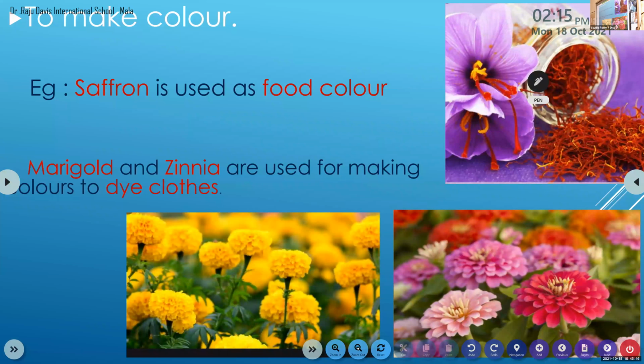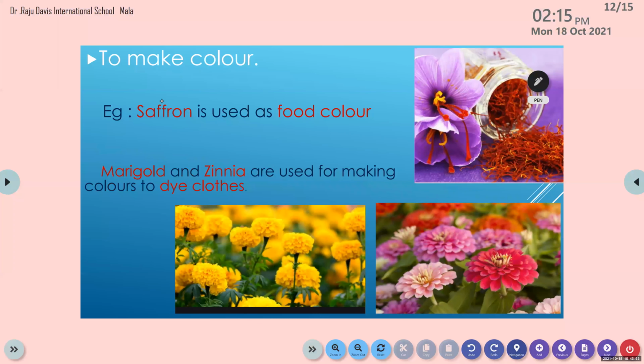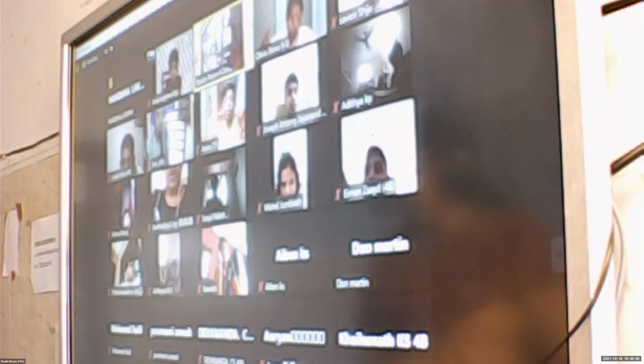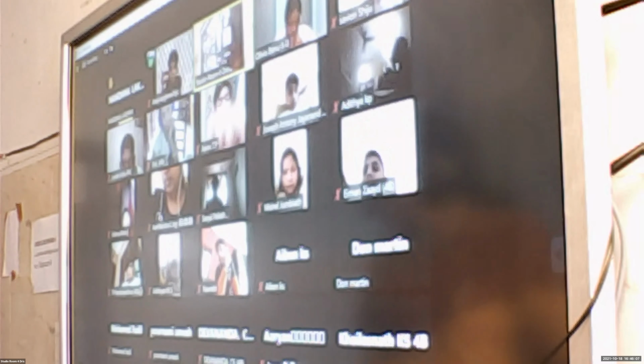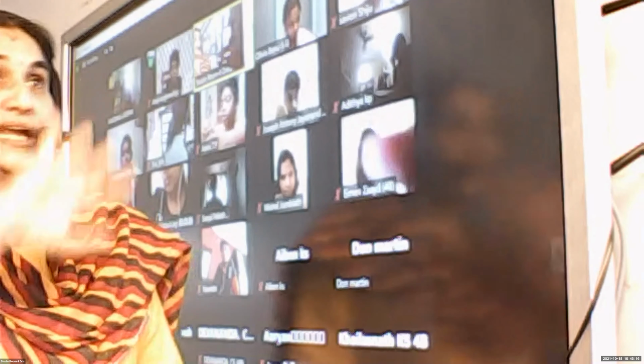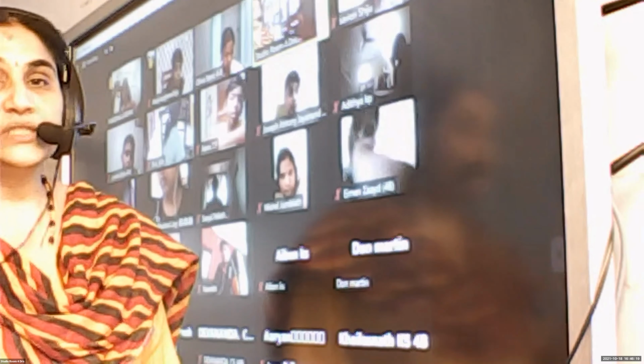So here, children, have you heard about saffron? It is a natural food coloring. We can put it in milk, or in biryanis, or in sweets. The Malayalam word is kunkumapuvu. It is very costly, and we get it from Kashmir. In those areas, there is more saffron.